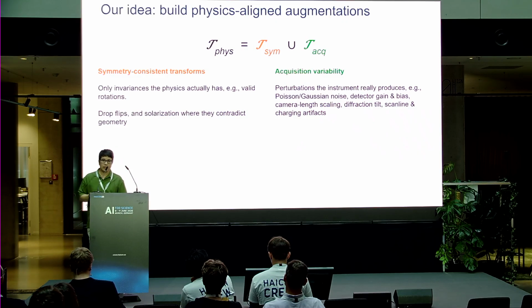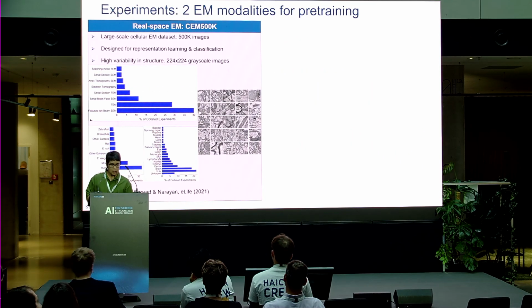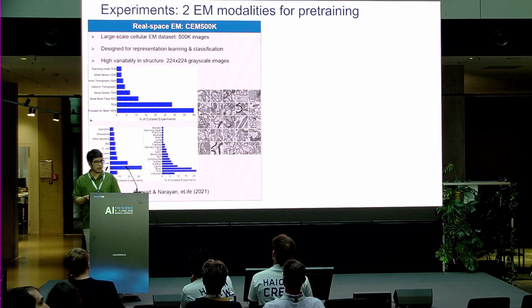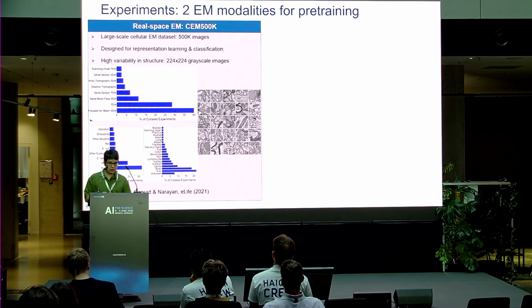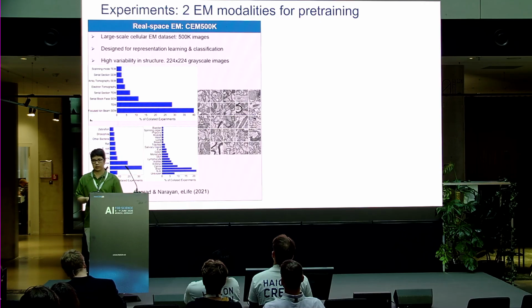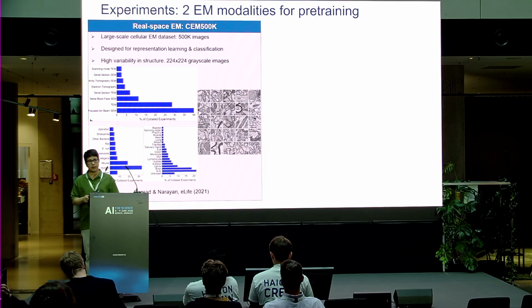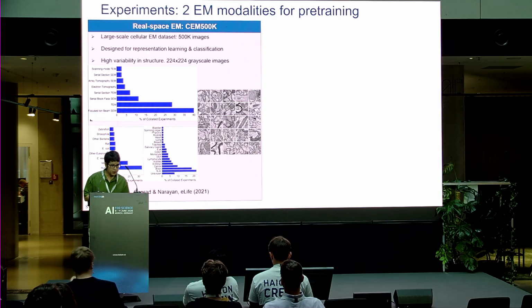We simulate this and encode this into our model. We do experiments, pre-training on 2 different electron microscopy modalities. The first one is the real space electron microscopy. This is a large data set of cellular electron microscopy data. They come from different microscopes, transmission electron microscopes, scanning electron microscopes, and they contain images of different biological samples.